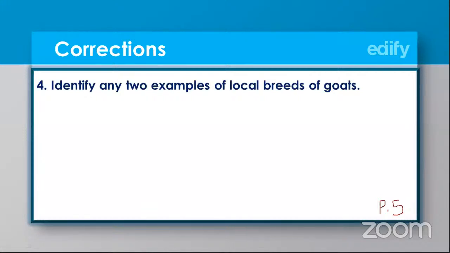They are small in size. Now, Macklin, the answer you are giving is the characteristics of local breeds, that local breeds are small in size. What we want to know here is, what are those breeds that are small in size? What are their names? They have names. They have examples of those goats that are small in size. Can you try to remember? Okay, so Macklin is giving us the characteristics, but here we want the examples of local breeds. Yes, Sam, can you give us one, Sam?